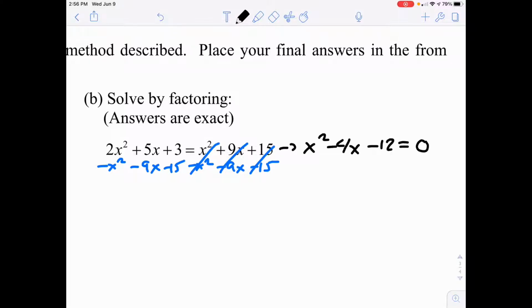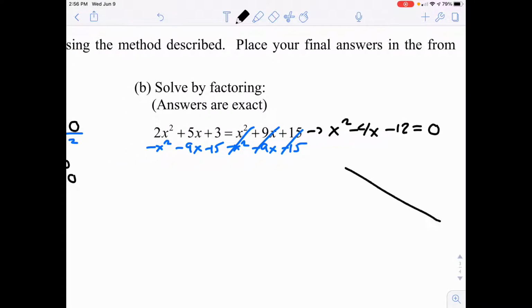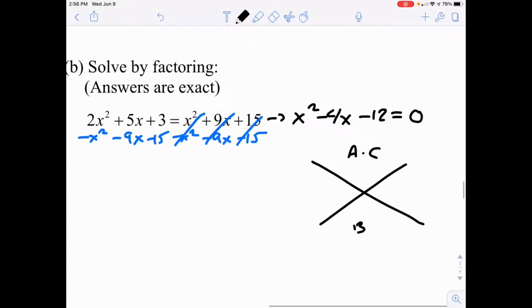That's equal to 0. Well, let's try factoring it. We'll use the cross. A times c goes on top, b goes on bottom. A is 1, c is negative 12. So a times c would be negative 12. 1 times negative 12 is negative 12. And b would be negative 4. Now I need two numbers that multiply to give me negative 12 and add to give me negative 4. Those numbers would, of course, be negative 6 and positive 2, as they add up to negative 4.